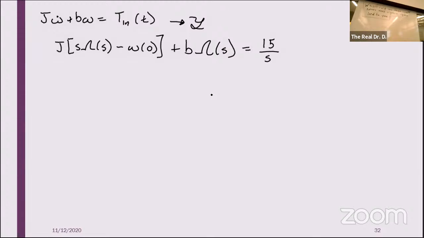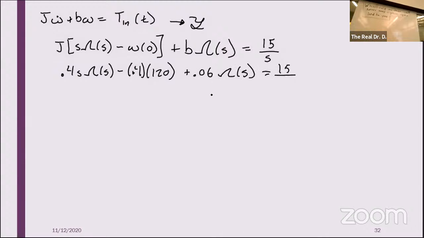What if you don't remember that it's 15 over s? Well, you go to the table, right? You know it's a constant. Step is a constant. Laplace transform of a constant is the constant over s. I can plug some values in here, and in doing so, I'll get 0.4 s Omega of s minus 0.4 times 120 radians per second plus 0.06 Omega of s is equal to 15 over s.